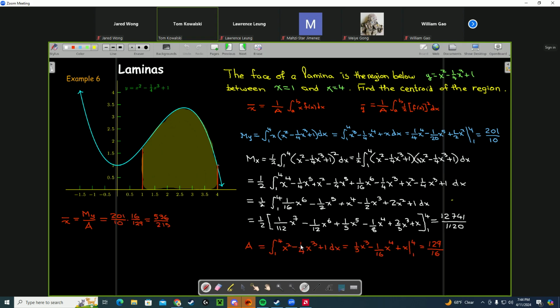And so then I can just take the moment about the y-axis, divide it by the area. That gives me the x-coordinate. And the moment about the x-axis divided by the area gives me the y-coordinate. So, as a memory aid, you can just say that it's always the opposite axes that you take the moment about. If I want the x-coordinate, you're taking the moment about the y-axis. If you're finding the y-coordinate, you're taking the moment about the x-axis. All right.